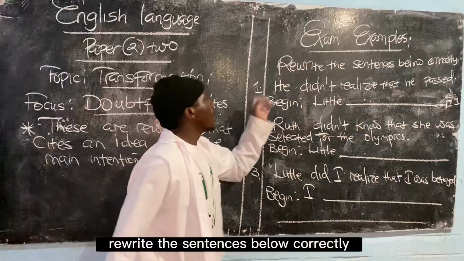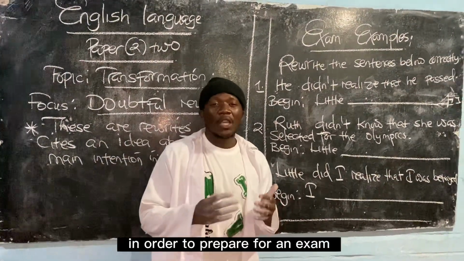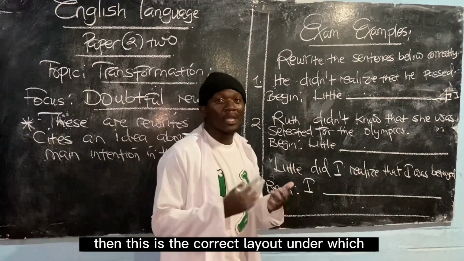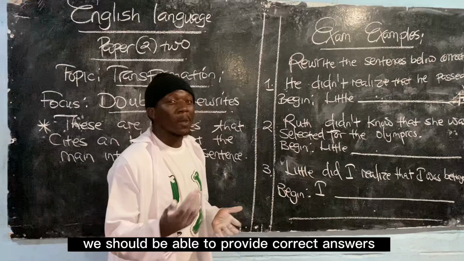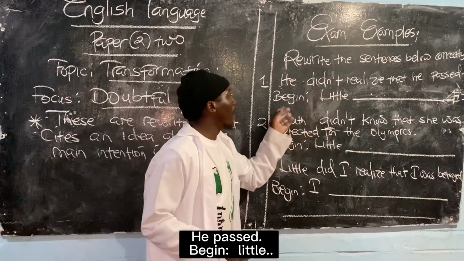Let's begin. Rewrite the sentences below correctly. If we are handling this in order to prepare for an exam, then this is the correct layout under which we should be able to provide correct answers. Number 1, he didn't realize that he passed.